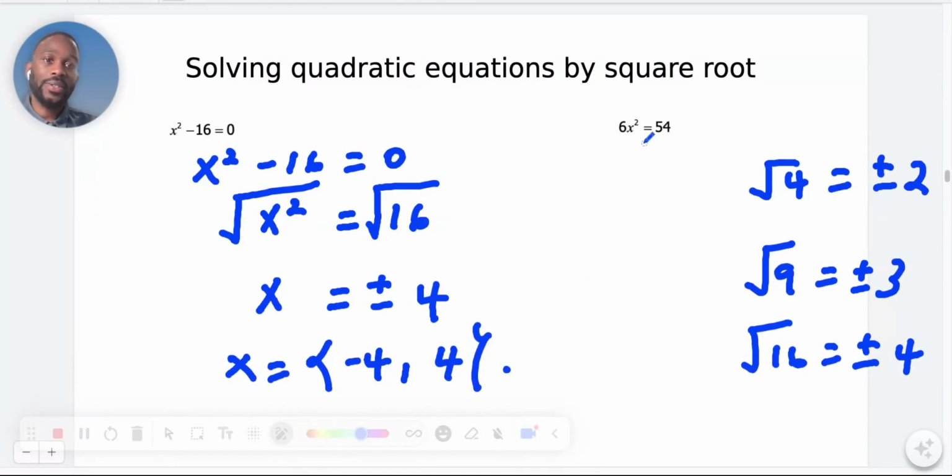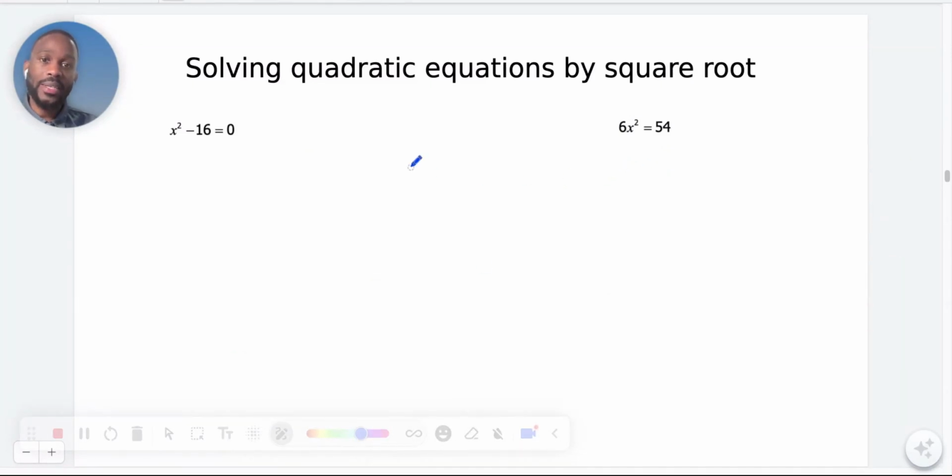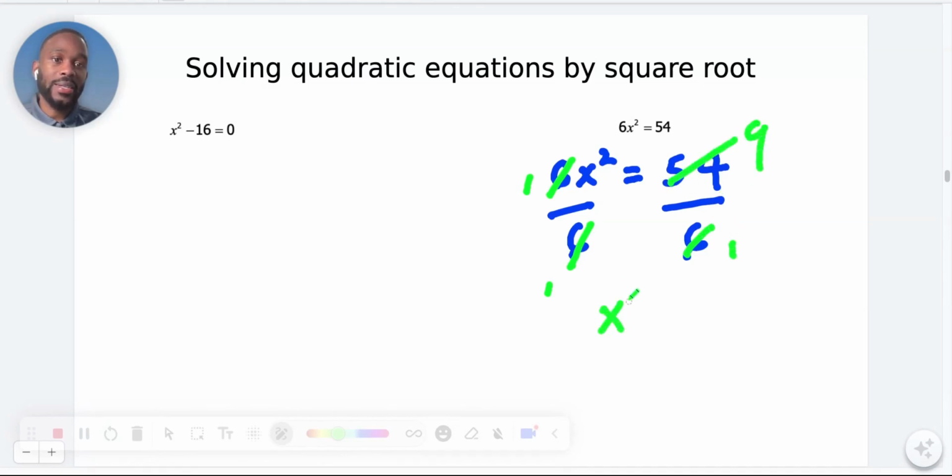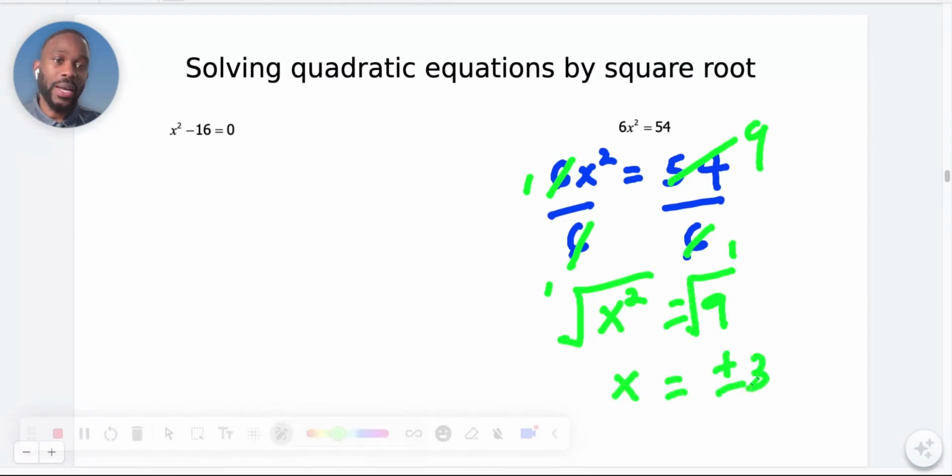So looking at this example 2, we're having 6x squared is equal to 54. So at this point, I'll divide both sides of the equation by 6, 54 divided by 6 is 9. So you're having your x squared being equal to 9. If you find the square root of both sides of the equation, you're going to get x is equal to plus or minus 3. So meaning the solution set of x is negative 3 and 3.